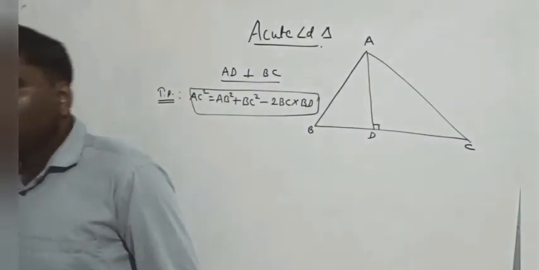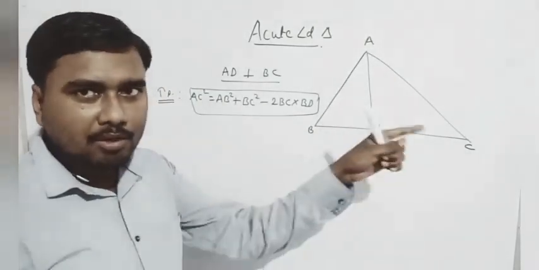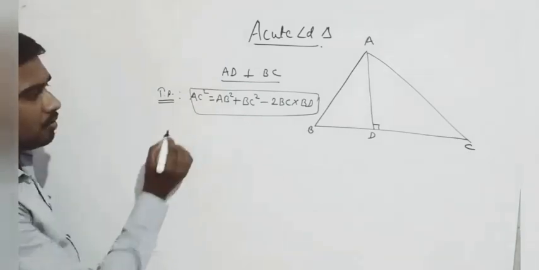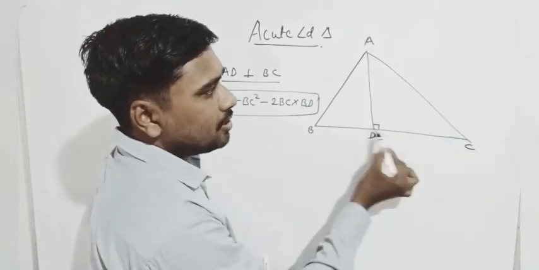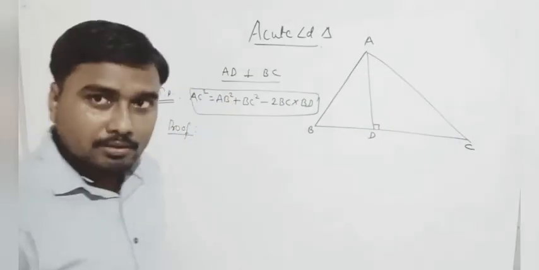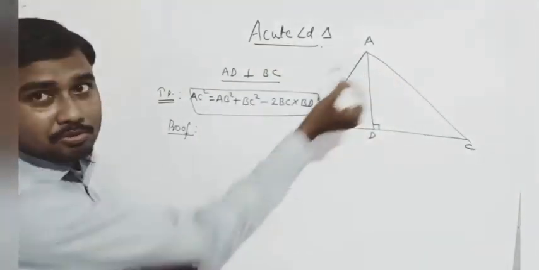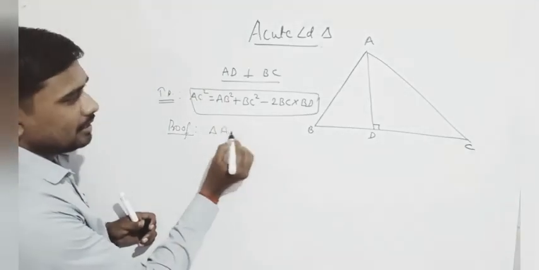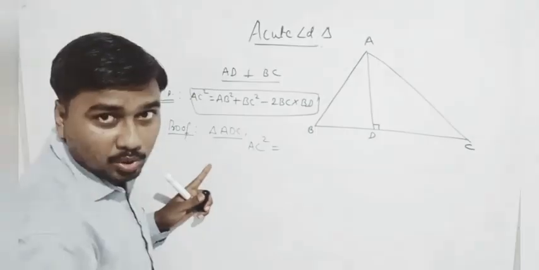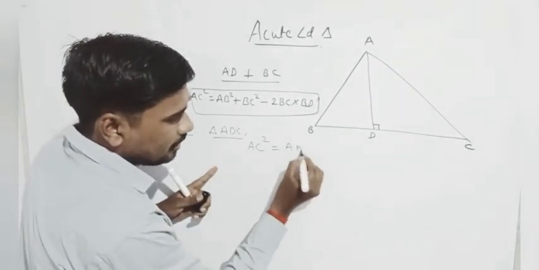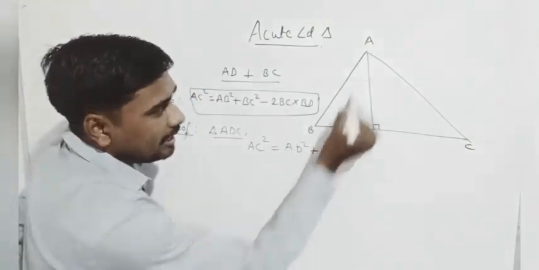Okay. So what are the things given? First, triangle ABC is an acute angle triangle. Then AD is perpendicular on BC. So now we will do the proof. The first thing is that this is also a right angle triangle and this is also a right angle triangle. So we will take triangle ADC. AC is the hypotenuse, so AC square is equal to AD square plus DC square. Clear?